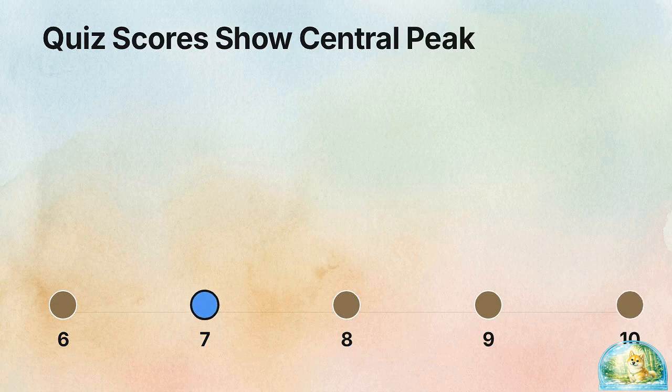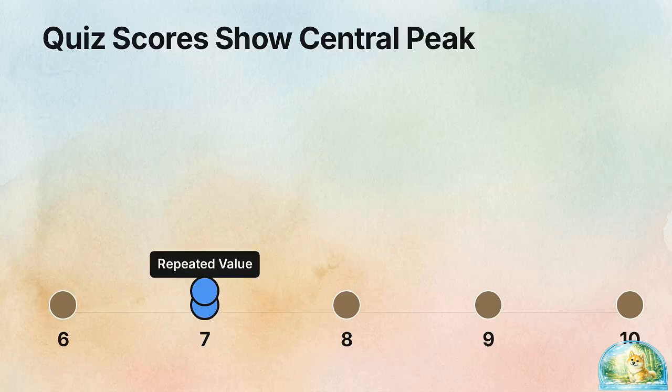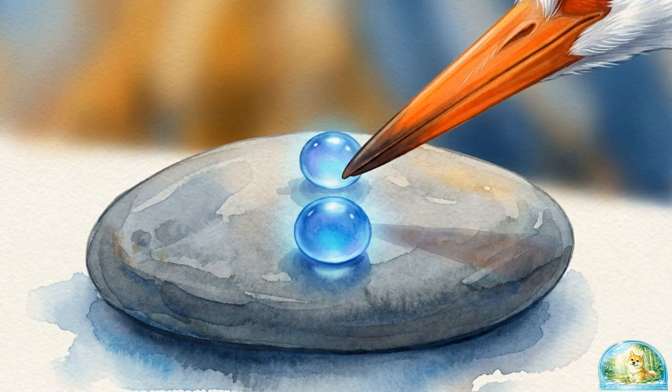For the score of 7, the data repeats. We place 2 dots here, stacked vertically. Because a dot plot represents each specific observation, repeated values must be stacked. Every single score stays visible.